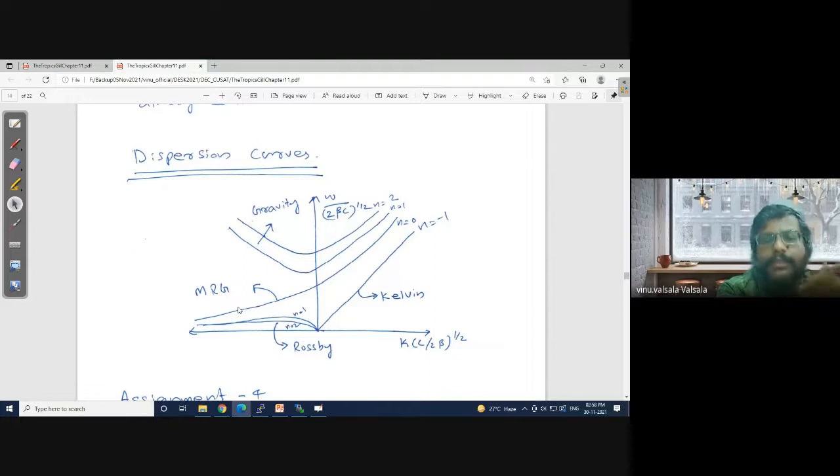So if you do that, you get Kelvin wave as a straight line because they are non-dispersive. Others are curved lines because they are dispersive waves. And the Kelvin wave is n equal to -1, which is shown on the right part of the quadrant. And the gravity and Rossby waves are shown on the left-hand side, n equal to 1, n equal to 2, etc. And there are mixed Rossby gravity waves.